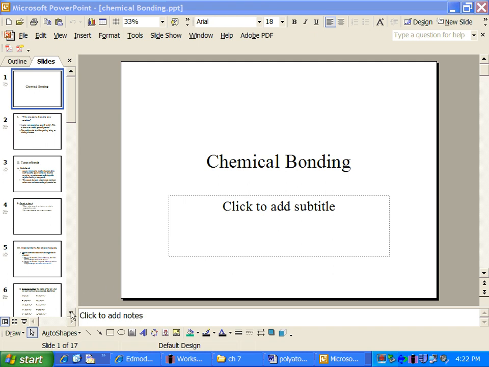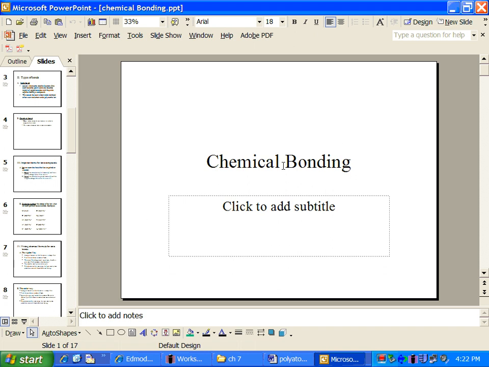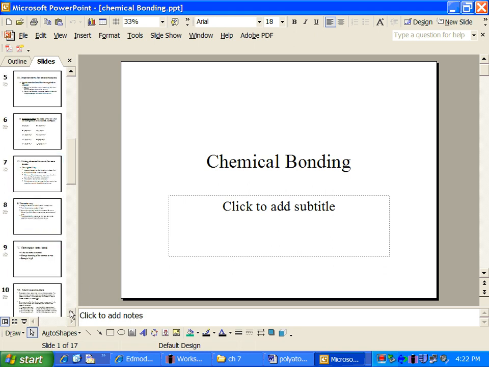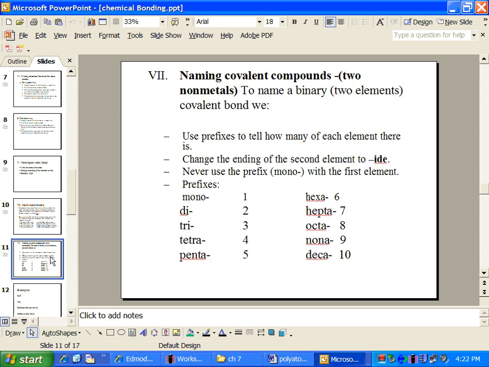Today in class we talked about a different type of naming system called covalent. We do different things with covalent. Remember, covalent is when nonmetals are sharing their electrons. This is on the same PowerPoint, so if you are downloading the PowerPoint, it's the same PowerPoint on chemical bonding. We are just moving on down to Roman numeral 7, which we've done all these others. We're on the 11th slide, which is naming covalent compounds.